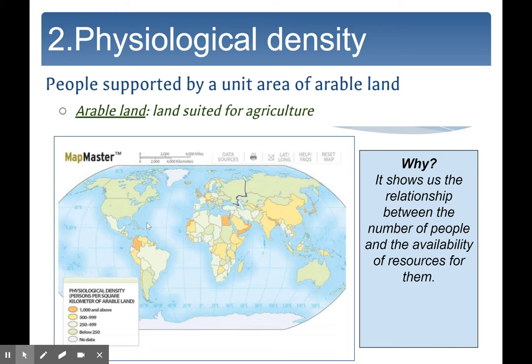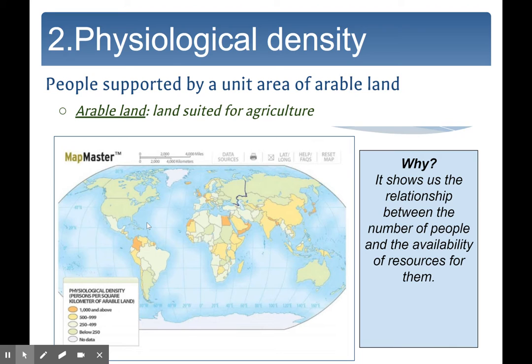It shows us the relationship between the number of people and the availability of resources to them. So if you're a nation that doesn't have a lot of farmable land, but you have a high population, that means you're going to have to go find your food elsewhere. You're going to have to import products from other nations, and you're going to be relying more on others rather than producing it yourself.